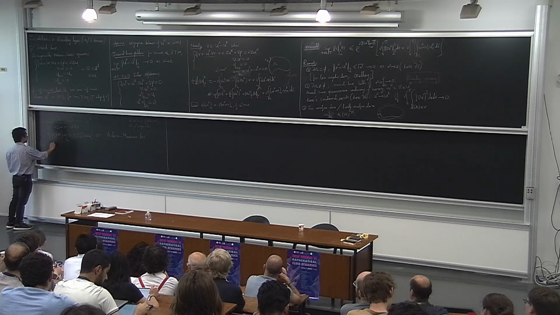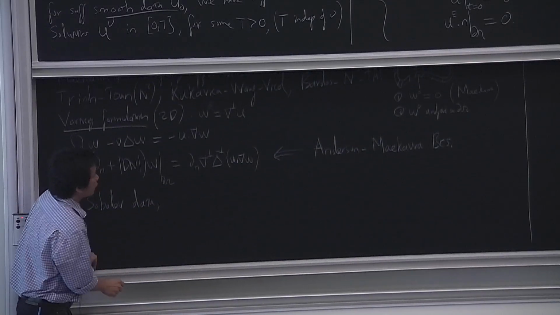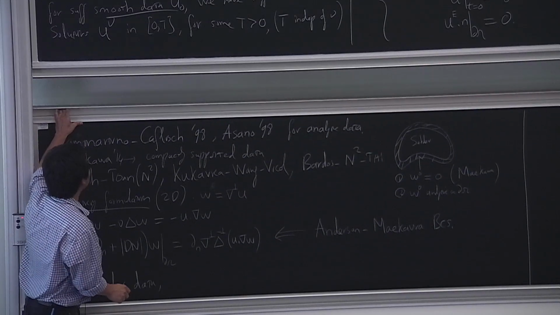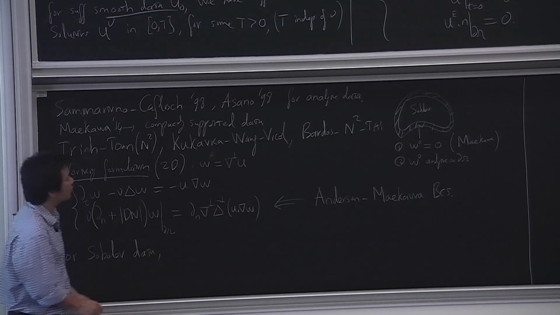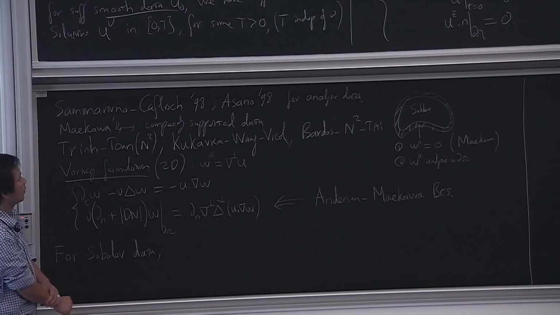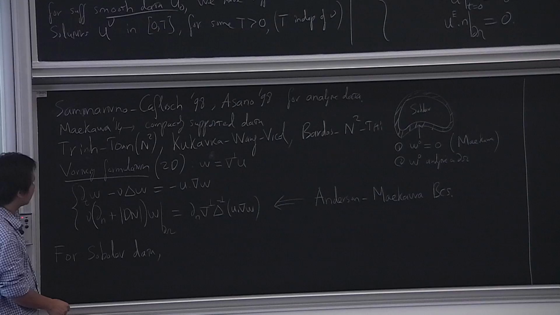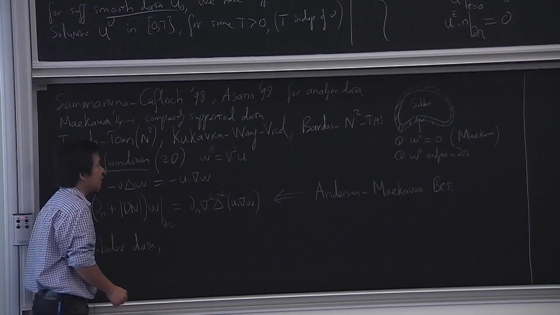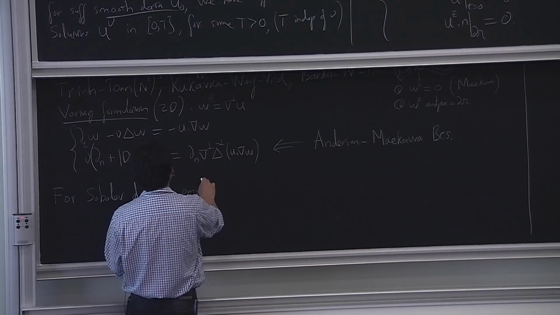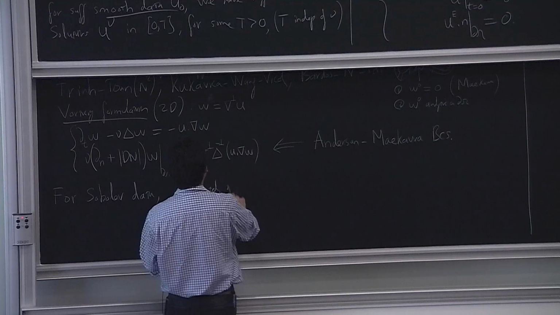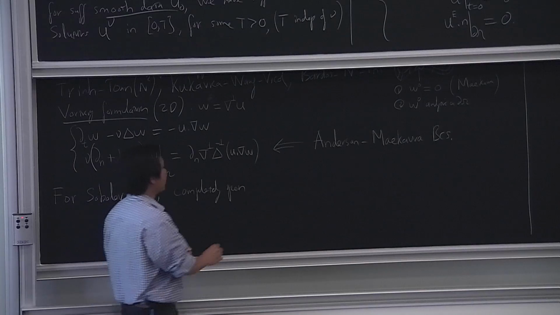So maybe I should mention also, for completeness, the Sobolev data. You see that for analytic data, you're allowed to put this convection term on the right hand side and treat that as a perturbation. But it turned out that for Sobolev data, things are not quite like that, and the problem is completely open. Completely open for the inviscid limit, of course.